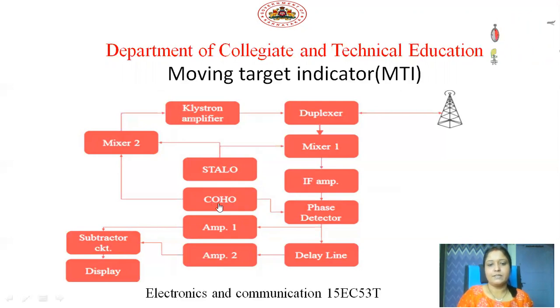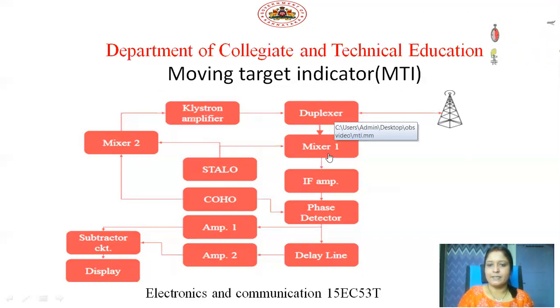Now this stable local oscillator F0 and this FC are both mixed here, and that is given to the amplification. Usually a klystron amplifier is used, and it is applied to the duplexer through the antenna section to radiate the signal here. Once it is radiated and reaches the target, the echo signal comes back.